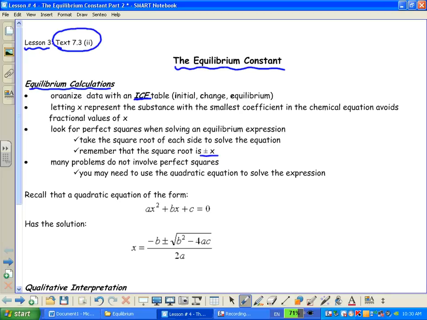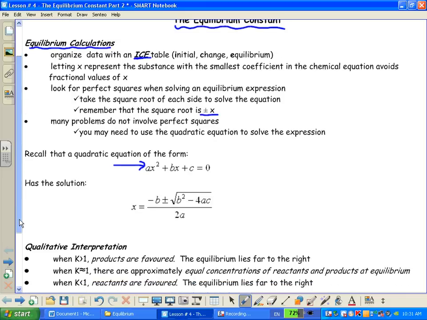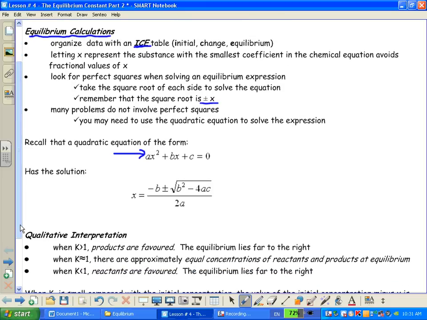Many problems do not involve perfect squares. So like I said, if you get those perfect squares questions, you'll see some of them in your homework, they're a lot easier to go through. But if we don't get those perfect squares, we're going to have to use the quadratic formula. Okay, so remember from your math class, the quadratic equation is ax squared plus bx plus c is equal to 0. So when you're organizing your data, you want to organize it in this fashion. You have x squared terms all together, the x terms together, and then the regular terms by themselves. Once you have that, you can then plug them into this equation in order to solve for x.